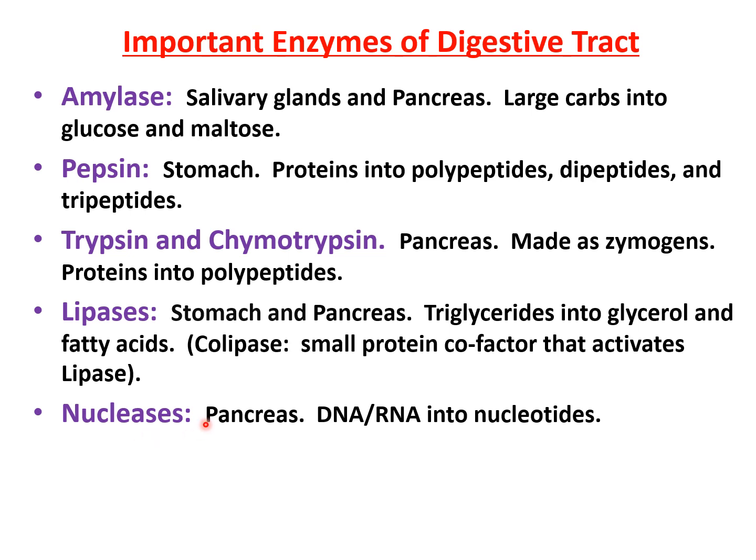Then we have nucleases. These break down DNA and RNA into their individual nucleotides, again made by the pancreas. And this is also serving an important anti-pathogen role. These enzymes will degrade DNA and RNA it encounters, including from bacteria or other potential pathogens.